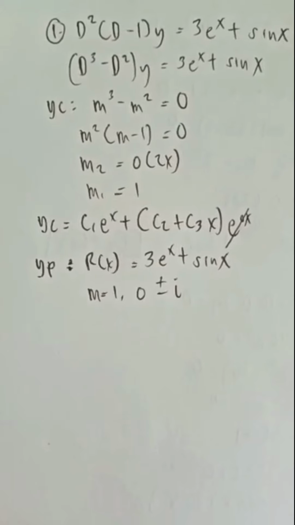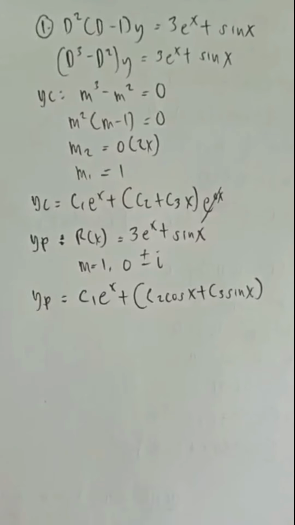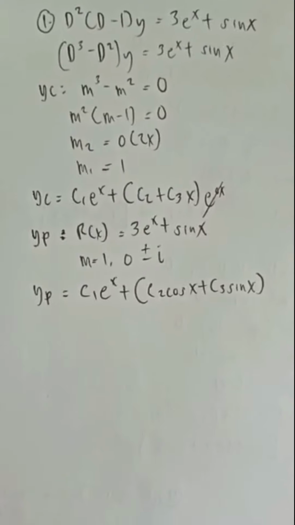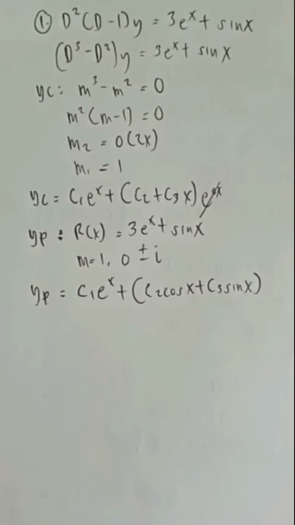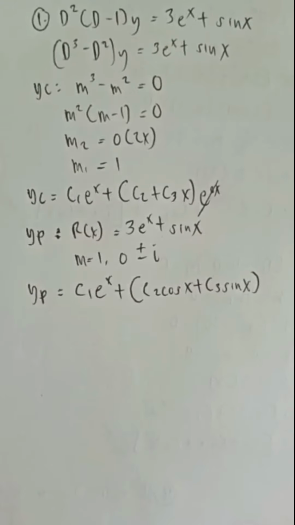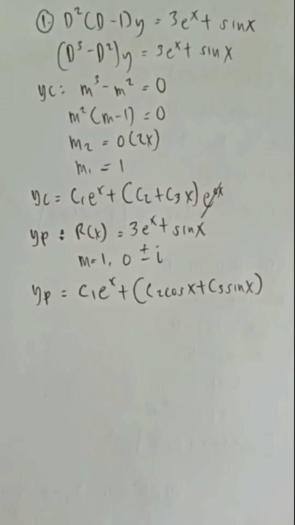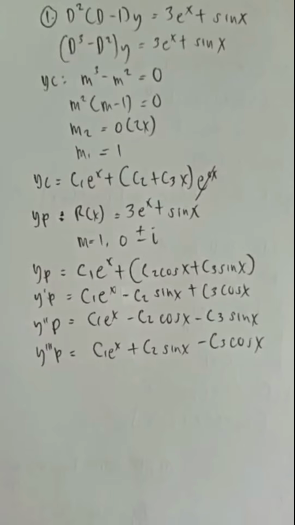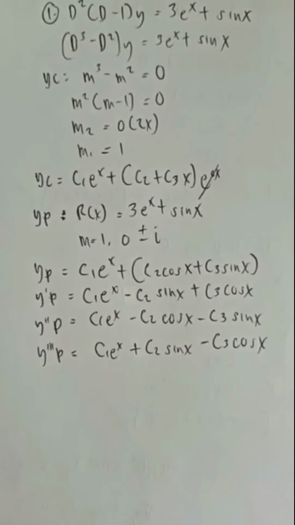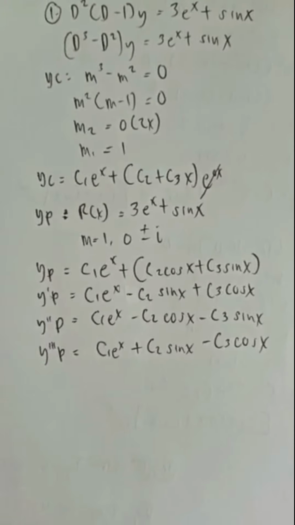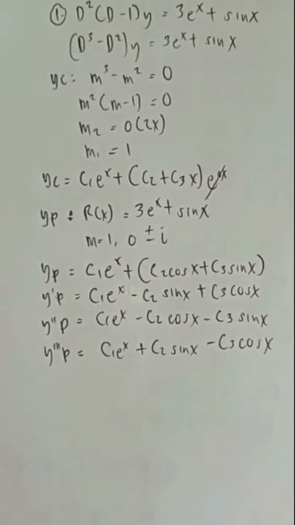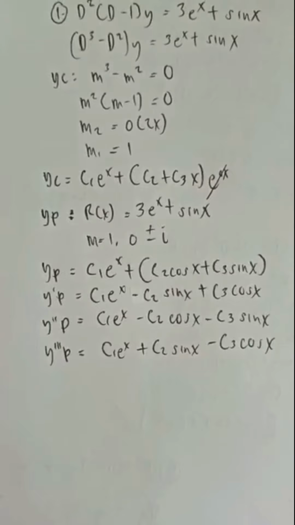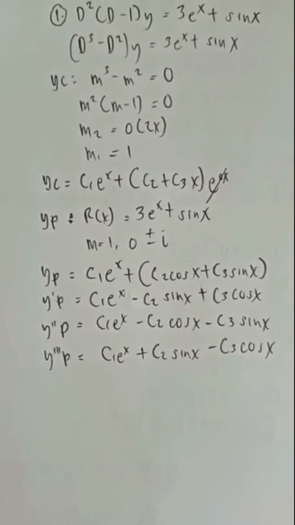Ngayon, ang ating particular solution is equal to c1 e raised to x plus c2 cosine x plus c3 sin x. Ngayon, kukunin natin yung first derivative nito, which is equal to, first, ang derivative ng c1 e raised to x ay c1 e raised to x. Derivative ng c2 cosine x ay negative c2 sin x. Tapos ang derivative ng c3 sin x ay c3 cosine x.